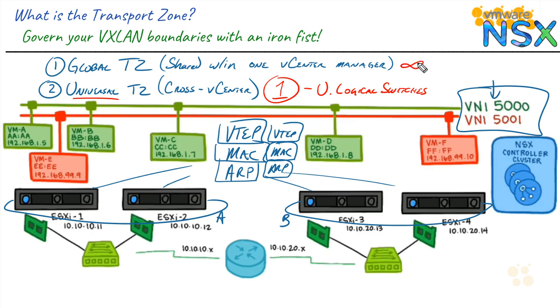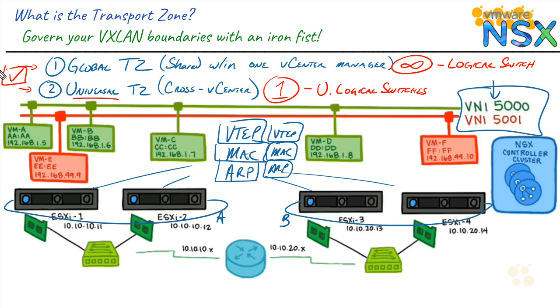You can create numerous global transport zones, and you'll use the standard logical switch creation process to define those. And a particular cluster can simultaneously belong to both a global and a universal transport zone at the same time. So global transport zones, easier, the default, very flexible, limited to one vCenter jurisdiction. Universal transport zone, more limited. You have to create universal logical switches. There can only be one universal transport zone.